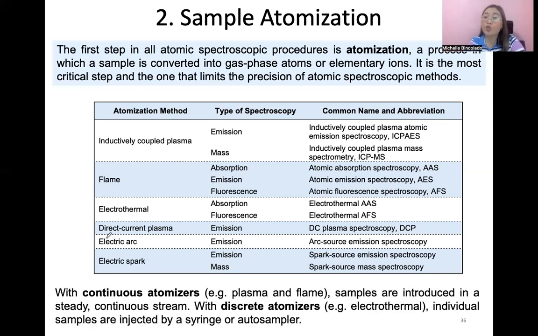Okay? And we have two types. In general, we have continuous atomizers versus discrete atomizers. As you will see guys, ang plasma at saka flame ay example ng continuous atomizer. On the other hand, discrete example ng electrothermal, individual samples are injected by a syringe or autosampler. So kung napansin nyo kanina, di ba, may tube na maliit doon na mag-aspirate ng sample continuously. Hanggat may nilalagay kang sample doon, continuously lang guys ang aspiration ng sample. So indeed, continuous atomizer ang flame.